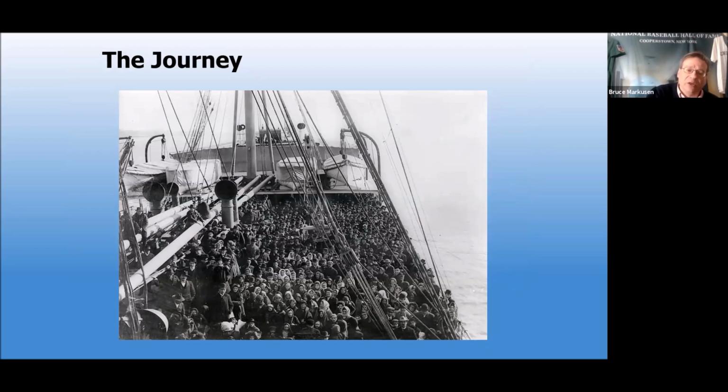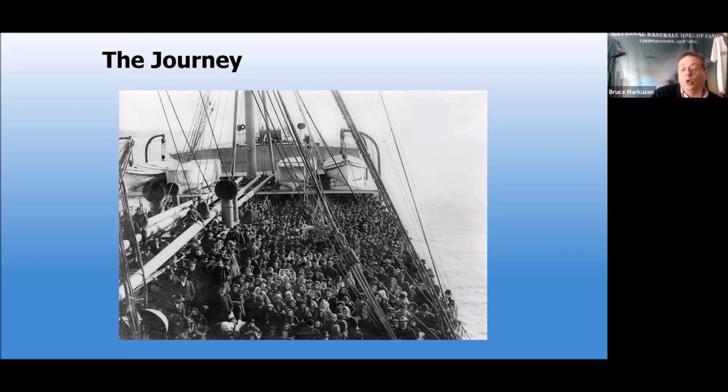We're not sure exactly where they're coming from in this particular photograph, but look how everybody is jammed together. Everybody is in very close quarters. So this was not very comfortable. And of course, today we have so much concern about the spread of the coronavirus. Well, think about people coming over here in the early part of the 20th century.